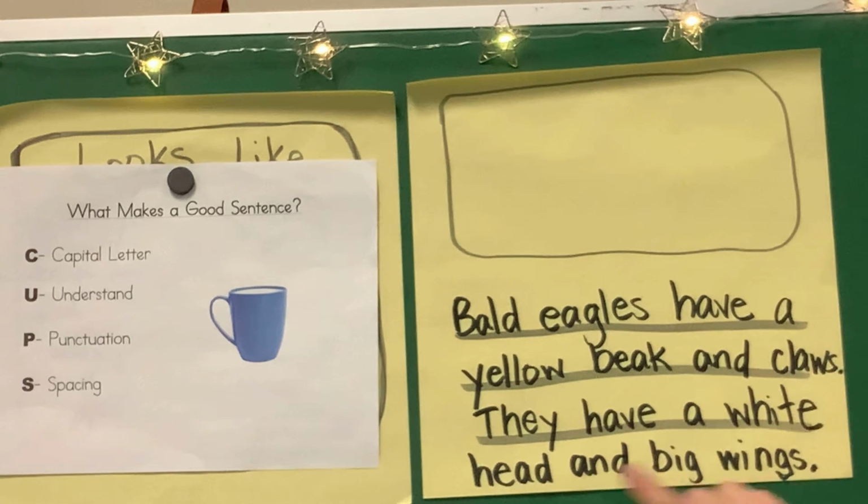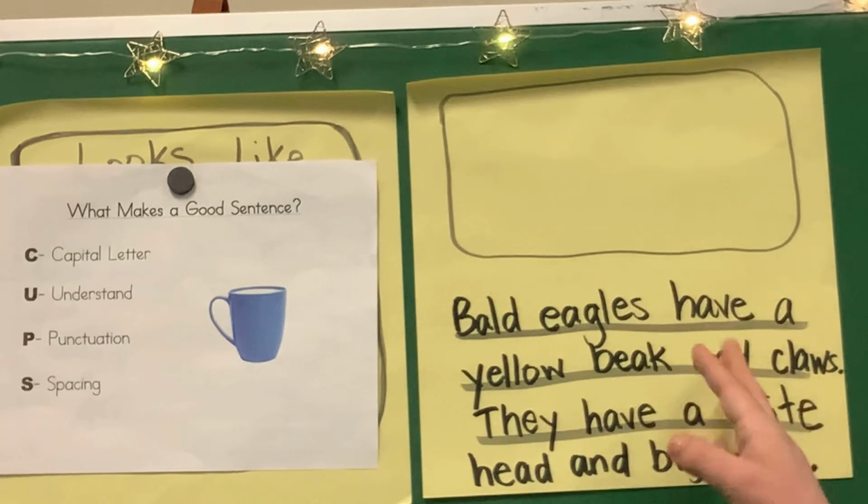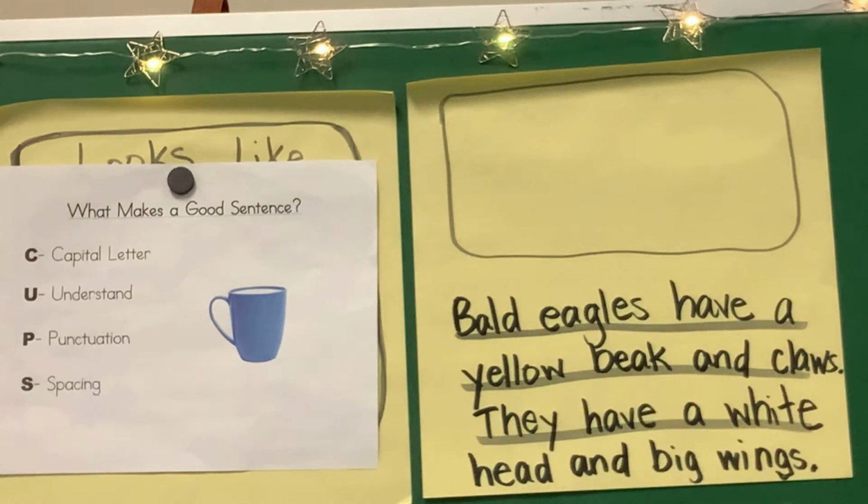That's my punctuation. This is the beginning of a new sentence, so I need to have a capital letter, which I do. They have a white head and big wings. And I have an ending punctuation. See, I need to make sure that I have all those things that a good sentence needs, which so far I do. That's good. I have a capital letter at the beginning of my sentence, a period at the end of my sentence. I have good spaces in between the words, and my sentence makes sense. Both of them. Okay? That's what I want you to do.